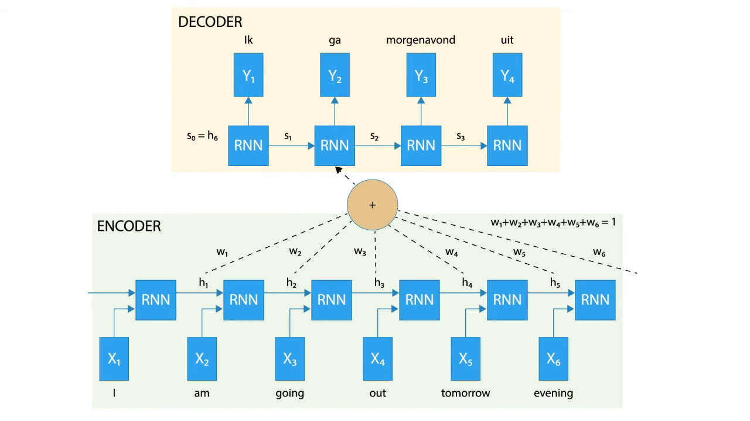The translated word Y3, "morgenavond", now depends on S2 and on a weighted combination of all the input states H1 to H6. Attention is a fantastic feature, but it comes at a cost, as we need to learn additional weights Wt.